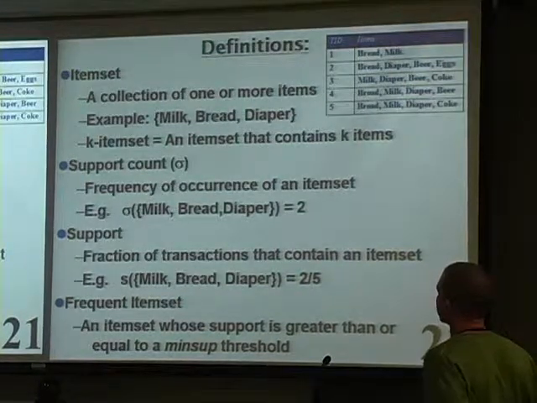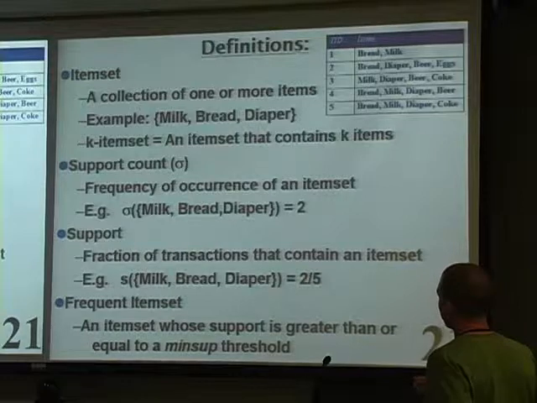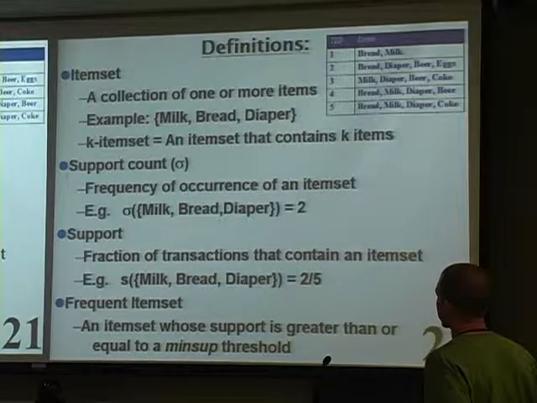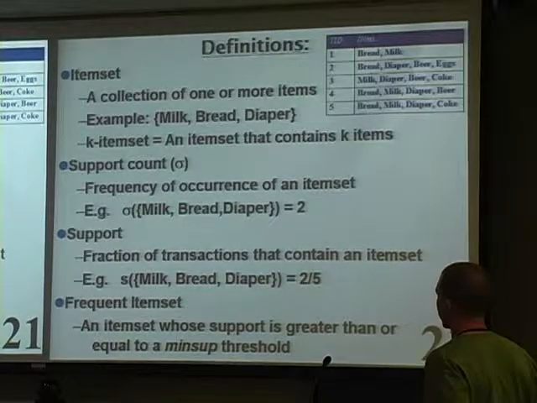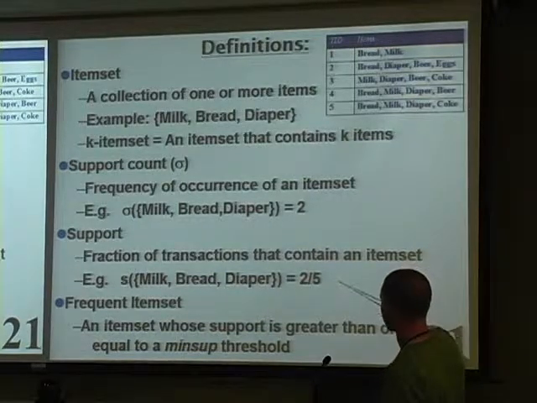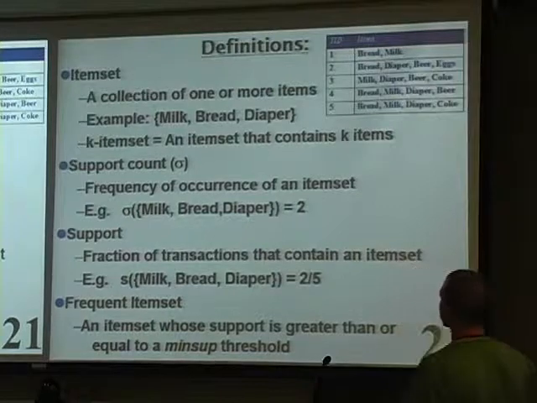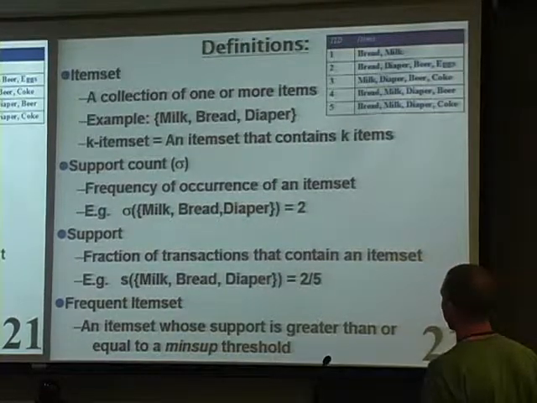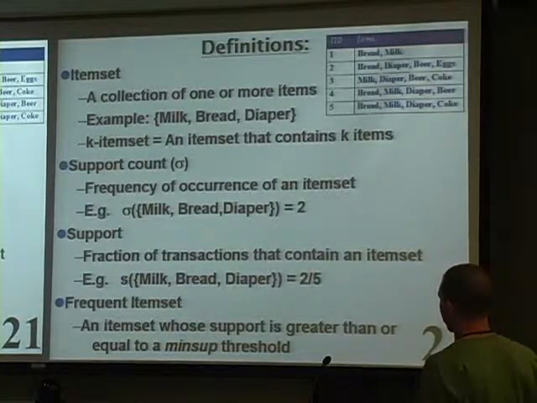The support of the item set milk, bread, diaper is 2 out of 5, because 2/5 of the transactions included a purchase of all 3 of those items. So that's the support of milk, bread, diaper, and that's probably the most important definition up here. When we say support, it's just what fraction of the transactions contained those items, milk, bread, and diaper.